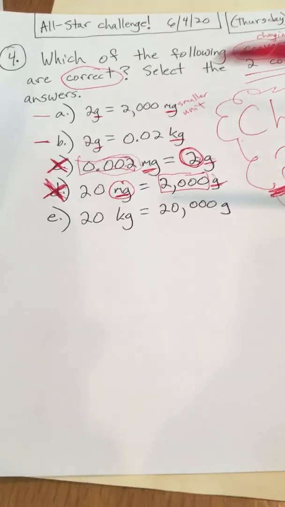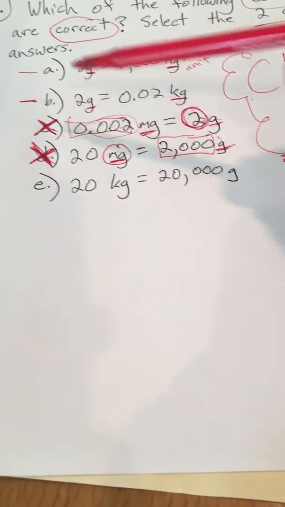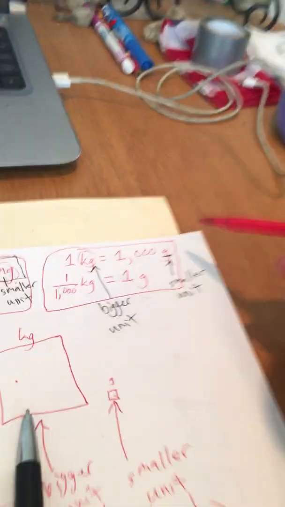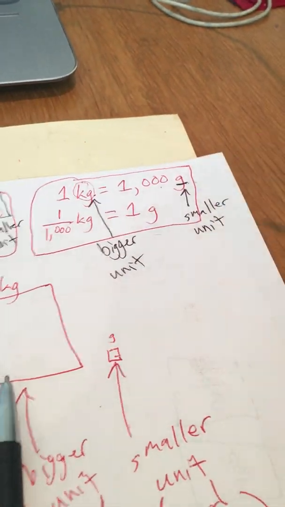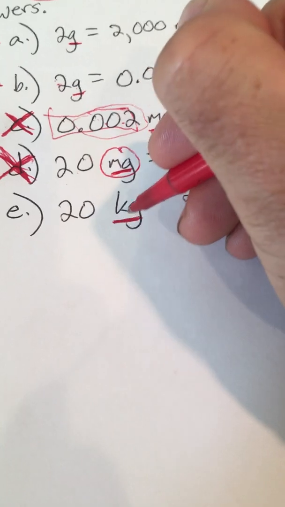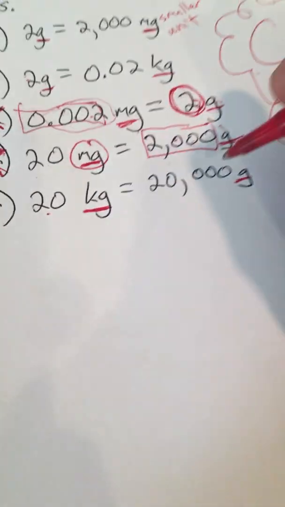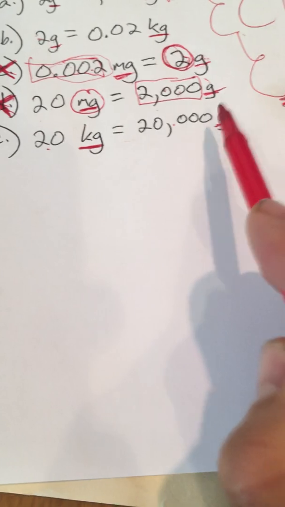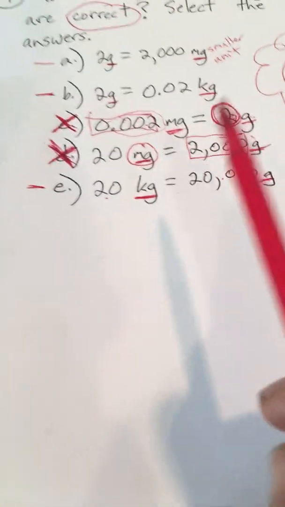Let's check E because we need to select 2 correct. So if we can cancel E off, then we're going to know A and B are right. But let's check. So kilograms is a bigger unit than grams. Kilograms, bigger unit. Grams are smaller unit. Kilograms is a bigger unit. It should have a smaller number. Grams is a smaller unit. It should have a bigger number. So that's true. That does work out, right? Bigger unit, smaller number. Smaller unit, bigger number. So that could be right.